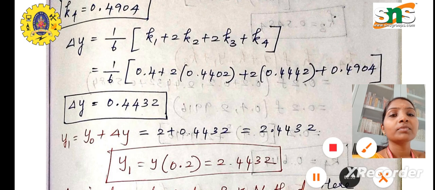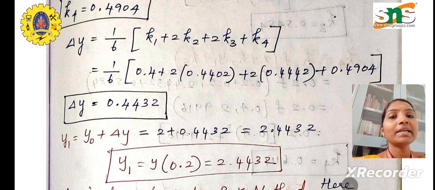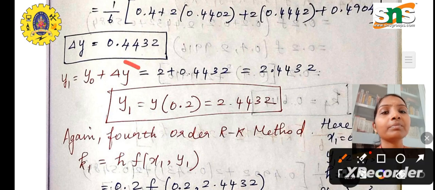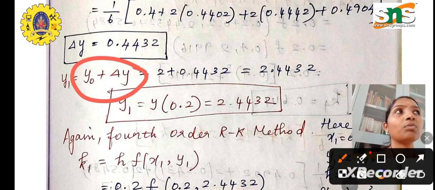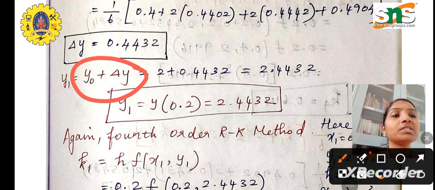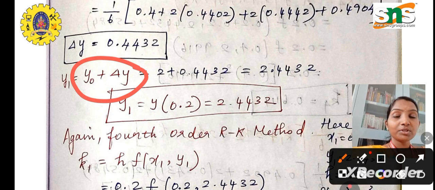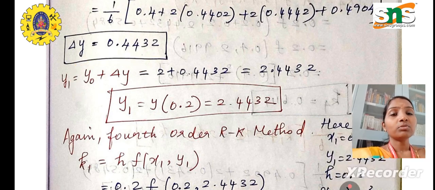Just on a mere calculation, we will have the incremented value del y equal to 0.4432. Now we will be moving on to the next step, which is y1. Y1 is y naught plus del y. This is what we have learned in the formula. Y1 is equal to y naught plus del y, which is equal to 2 plus 0.4432, which is equal to 2.4432. And y1 is equal to y of 0.2 as in the given question. So we have found the value of y of 0.2 using fourth order Runge Kutta method in the first step.